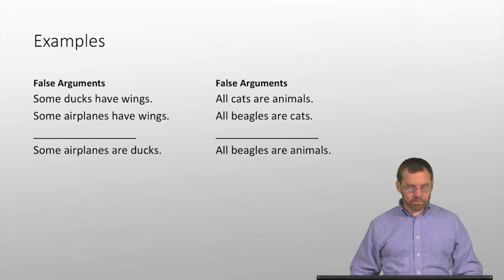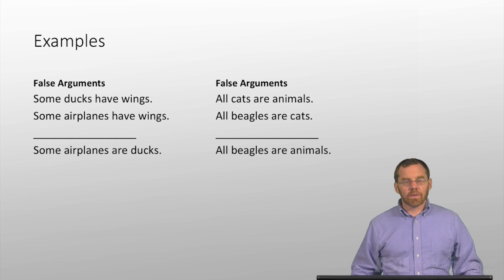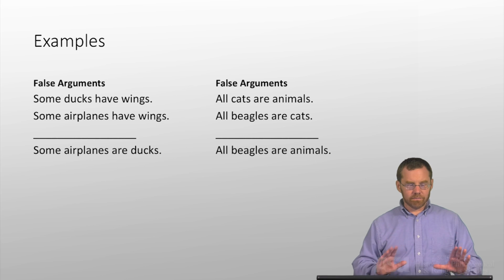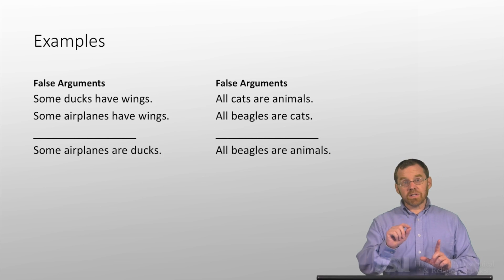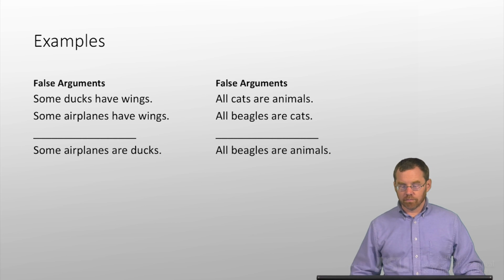Now here are some false arguments. Some ducks have wings. Some airplanes have wings. Therefore, some airplanes are ducks. Do some ducks have wings? Yes, most ducks have wings. Do some airplanes have wings? Yes, you're not going to get off the ground without wings. Are some airplanes ducks? No, airplanes are machines, ducks are animals. No airplanes are ducks. I'm talking about the animal. I'm sure there's some type of airplane out there that they call a duck, but you know what I mean. So, true premises but a false conclusion. One of the statements in this argument is false, that makes it a false argument.